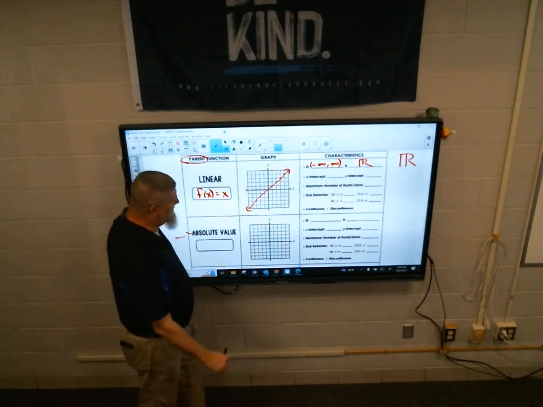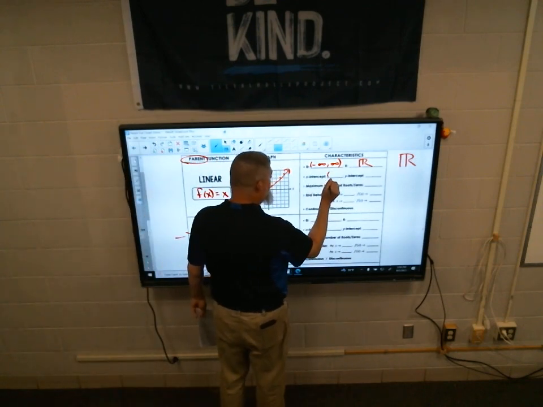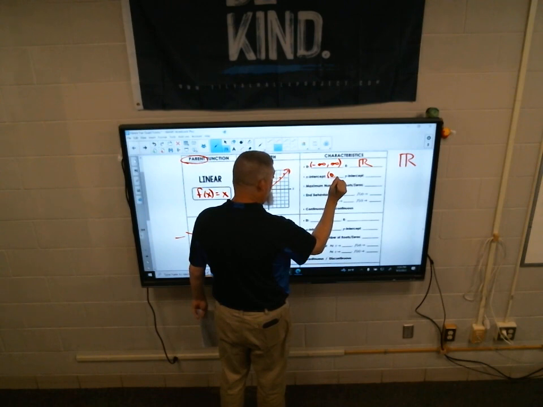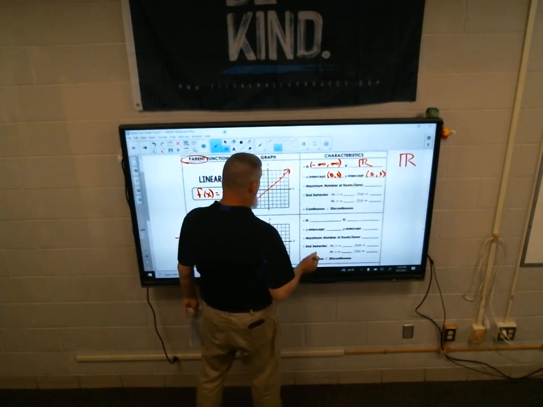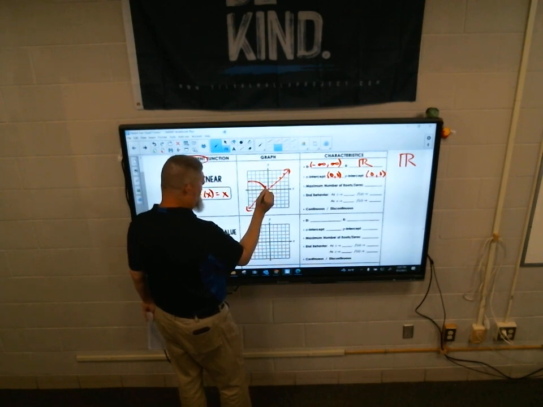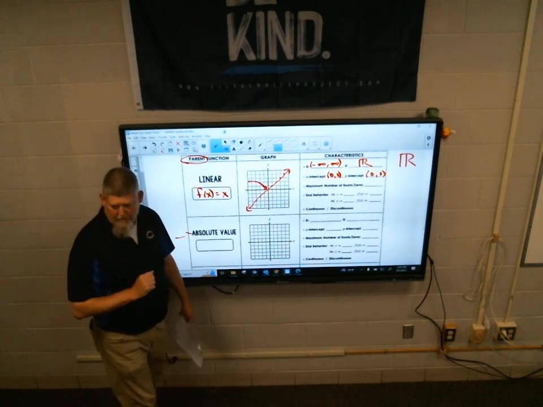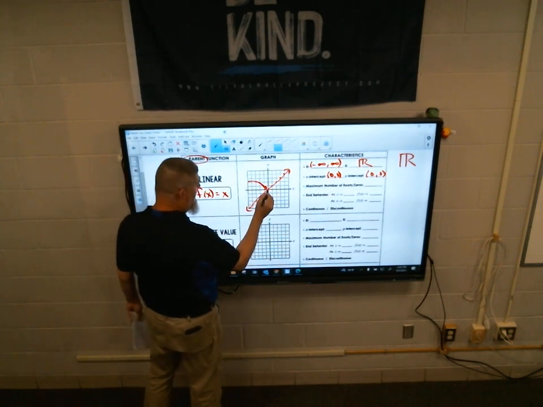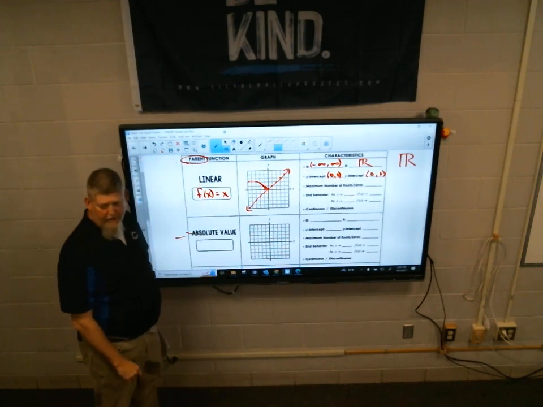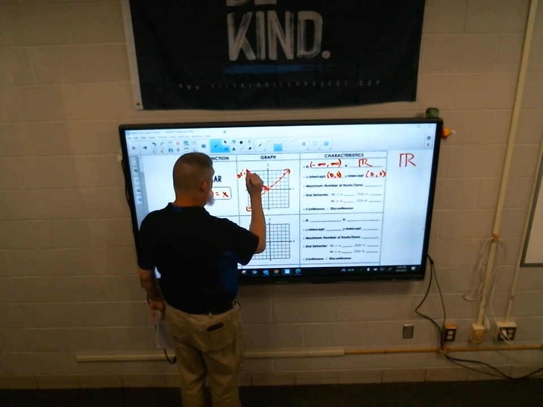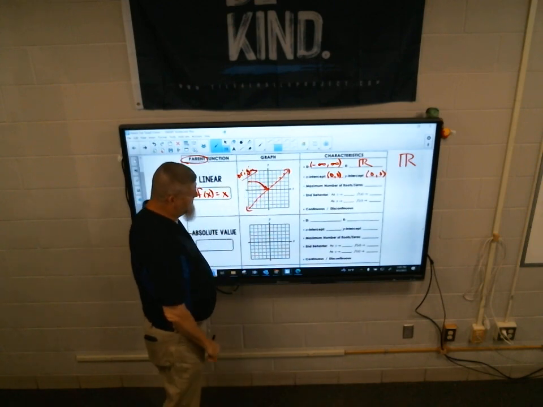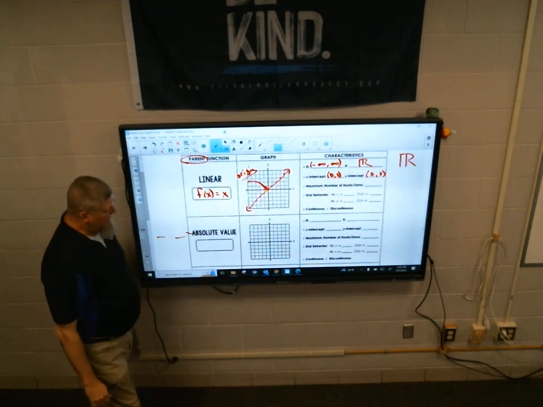All right, fantastic. The x-intercept of the parent function is (0, 0), which is also the y-intercept. It goes through, and while we're talking about it, what do we refer to that point as? The origin. Outstanding. That is the origin. So the x-intercept and the y-intercept are both at the origin.